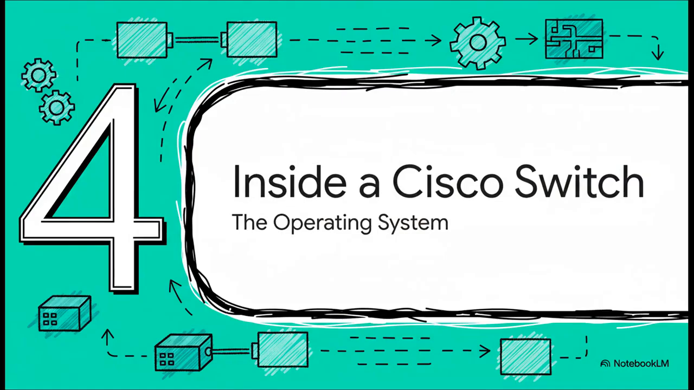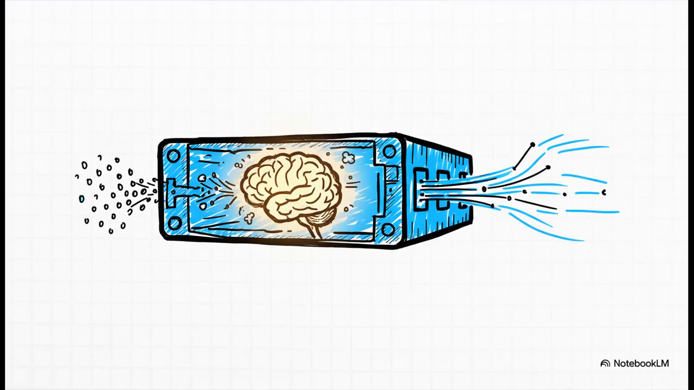Okay, we have covered the job, the logic, and the physical hardware. So for the final piece of the puzzle, let's pop the hood and look at the software, the operating system that's running this whole show. Yeah, that's right. These aren't just simple electronic boxes. A modern managed switch is actually a pretty powerful computer, and it runs a very sophisticated operating system.